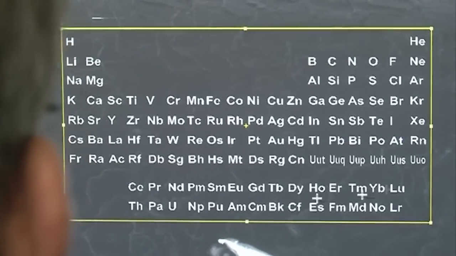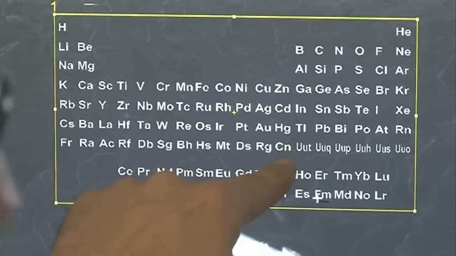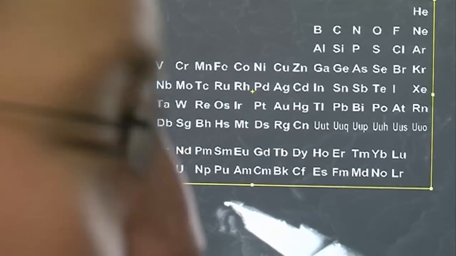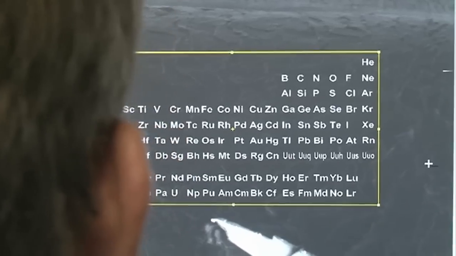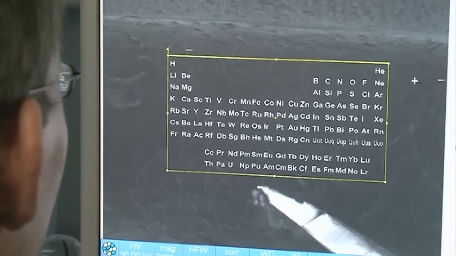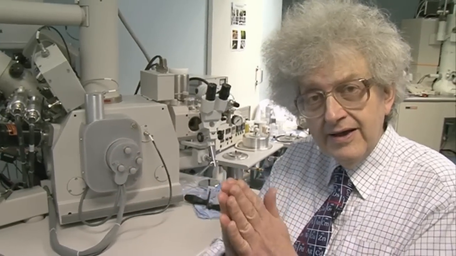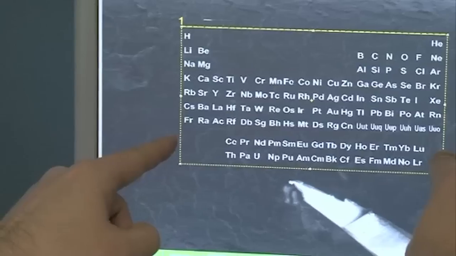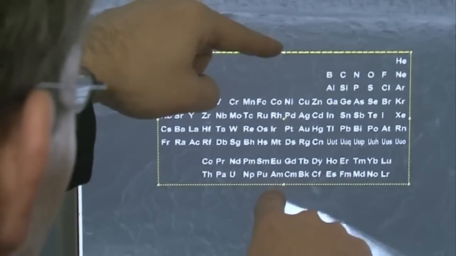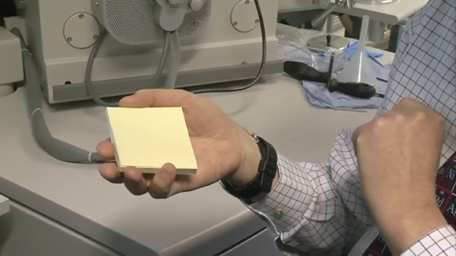Ooh, periodic table. Is it right? Yes, even got copernicium there. So, far away. The periodic table that they're drawing is 100 microns long, 50 high. We could get a million of those periodic tables onto one of these post-it notes.